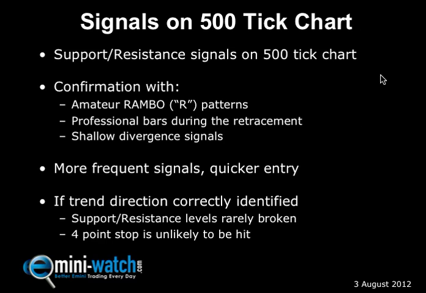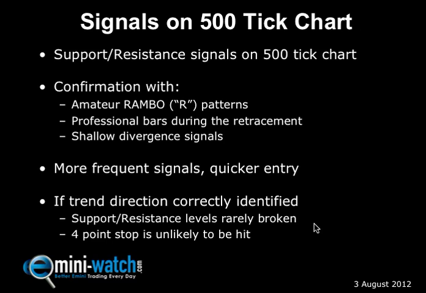Now, the advantage to this is you'll get far more frequent signals in a trend move on the 500 tip bar chart than the higher time frame tick bar charts, so you get quicker entries. If you've identified the trend direction correctly, the support and resistance levels are rarely broken. That's one of the advantages of these signals on better sine wave.